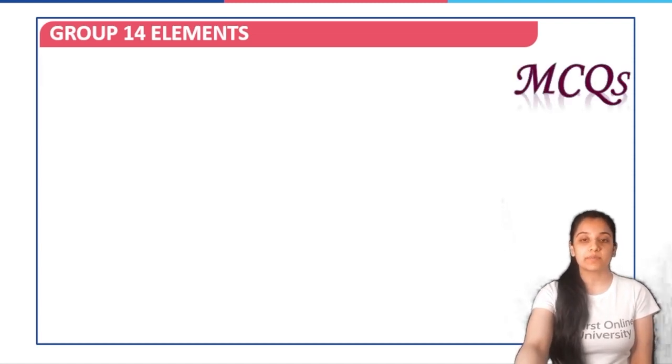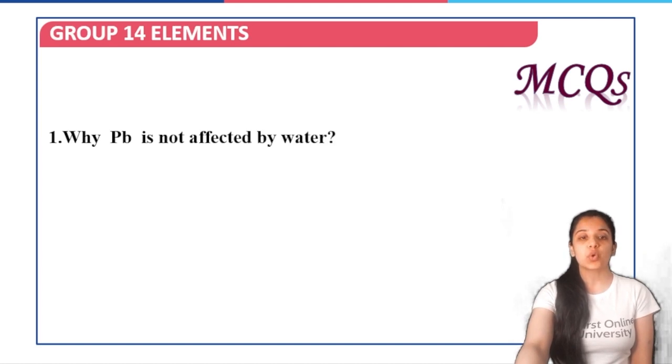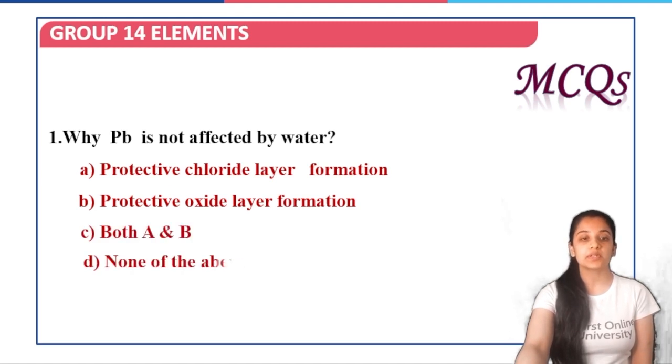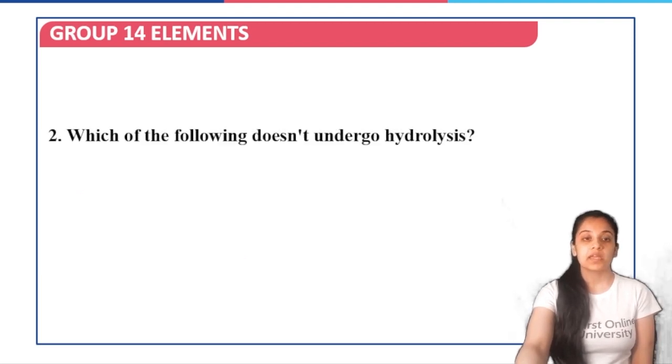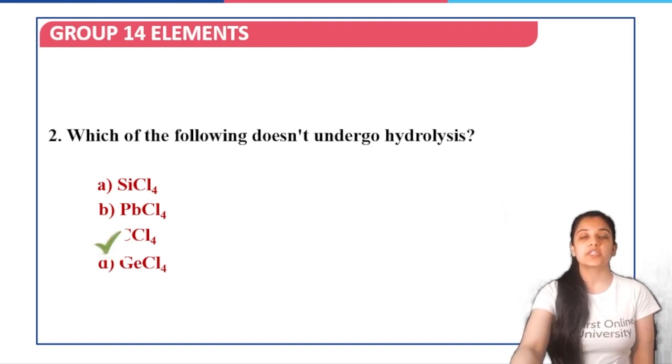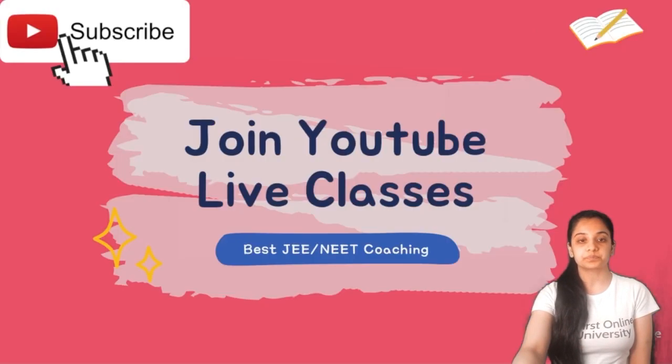Let's have a look at a few MCQs now. Why lead is not affected by water? Because it forms a protective chloride layer, protective oxide layer, both A and B, or none. So it forms a protective oxide layer. Option B is the correct answer. Next question is, which of the following will not undergo hydrolysis? We have seen that all of them can undergo hydrolysis except CCl4 because it does not have a vacant d orbital. So option C is the correct answer.